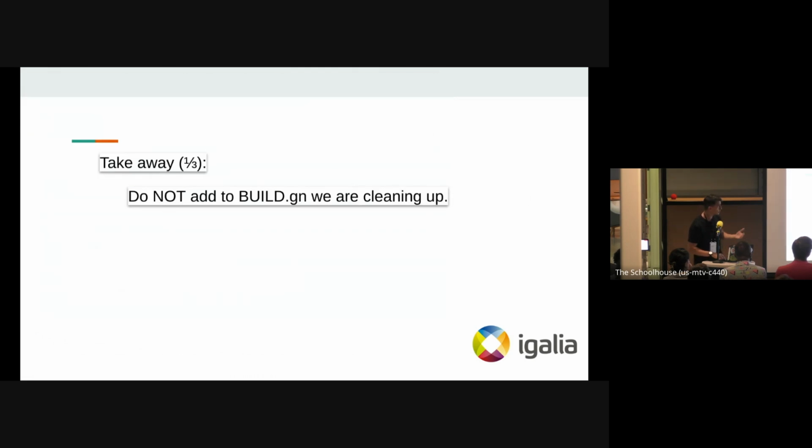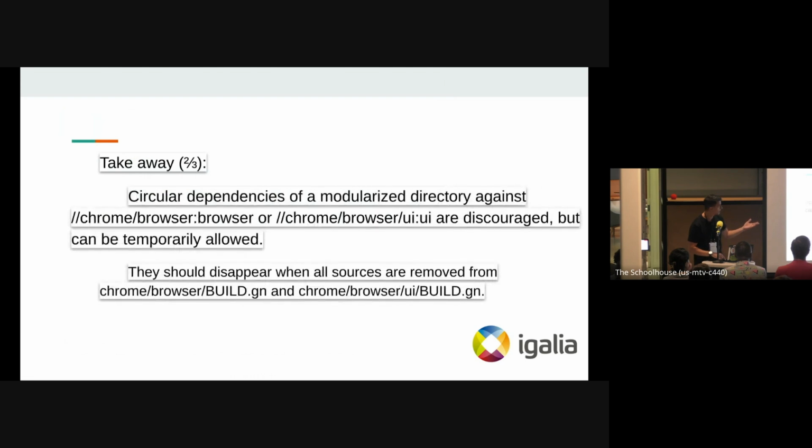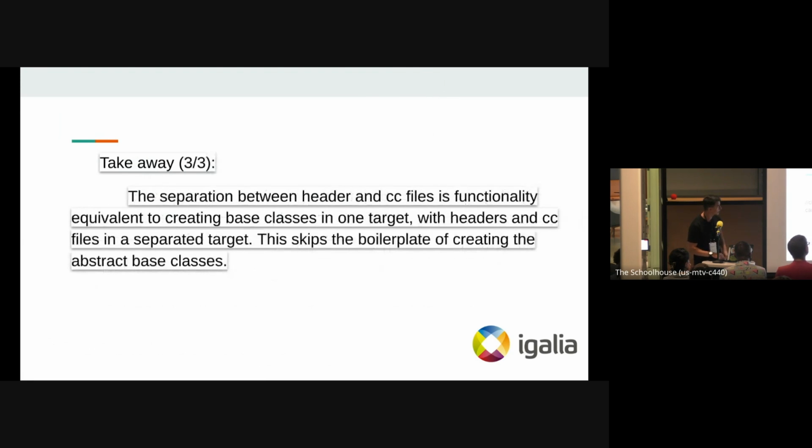What are the takeaways? Do not touch, if you can, the BUILD.gn files that we are cleaning up. Circular dependencies are discouraged, but they are allowed temporarily, and they are supposed to go away when the major BUILD.gn files are cleaned up. And the separation that we did with API and implementation targets could be reached in C++ if we do an interface and implement it in the other target. In C++ we do it in GN.